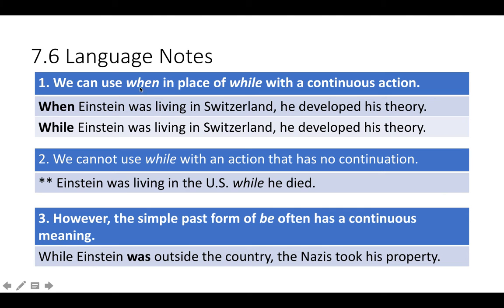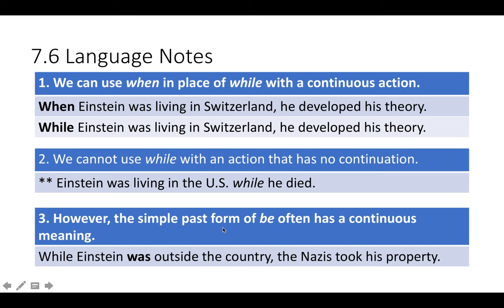Okay. We can use when in place of while with a continuous action. So, when Einstein was living in Switzerland, he developed his theory. Or while Einstein was living in Switzerland, he developed his theory. Both of those are correct. But we cannot use while with an action that has no continuation, with something that did not continue over time. I cannot say Einstein was living in the U.S. while he died. I put 2 little stars here to show that it's wrong, that it's something we never say.